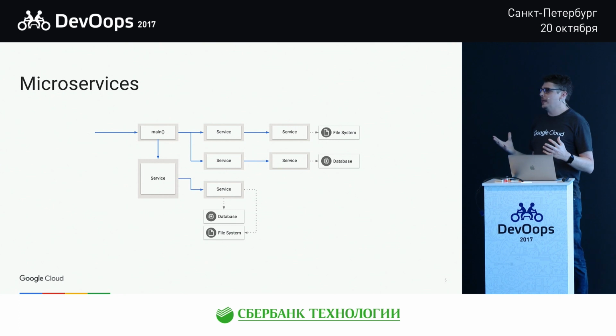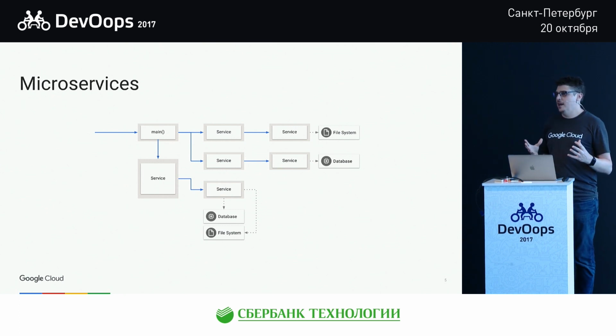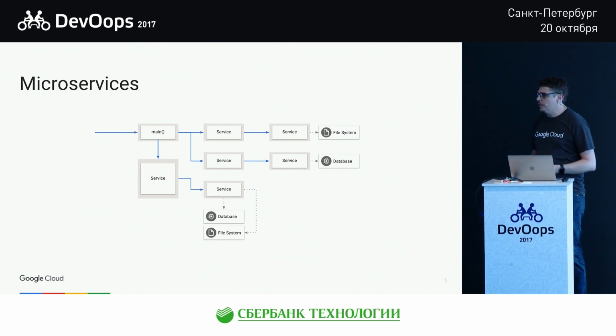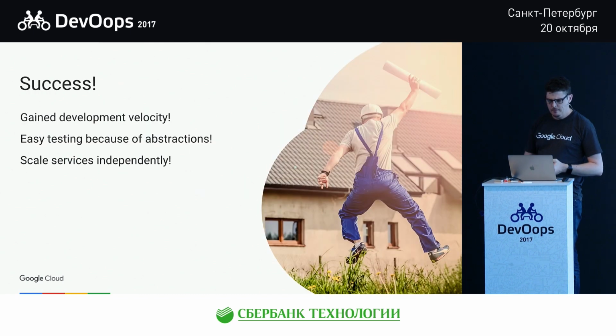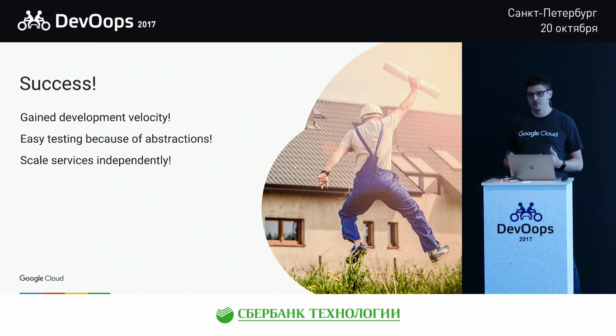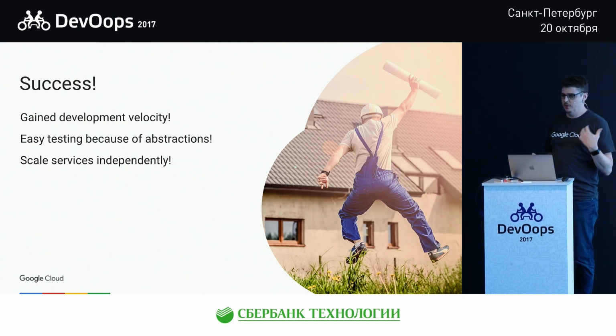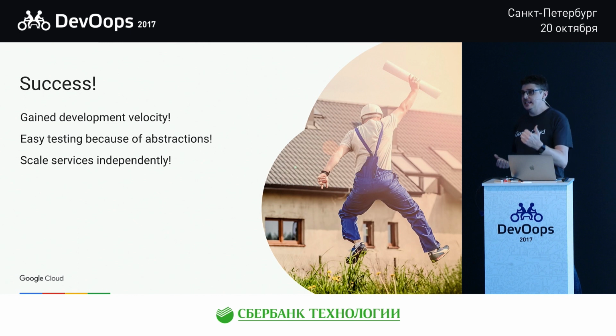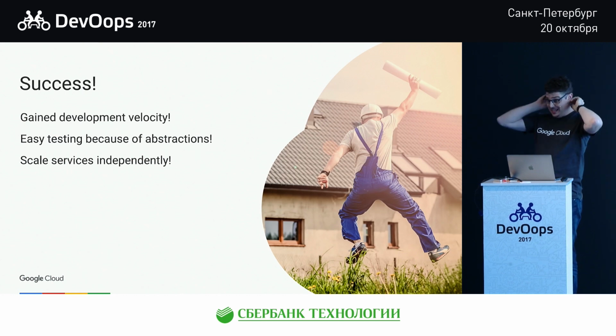We've gone from a world where we have these giant complicated applications to something that's new and looks really good on your CV. We've gained development velocity. We've stopped using these internal methods. We've created these services. We can scale them independently. We can say this service now needs to be bigger without having to scale everything else that goes along with it. We can test because of the abstractions that we have created.